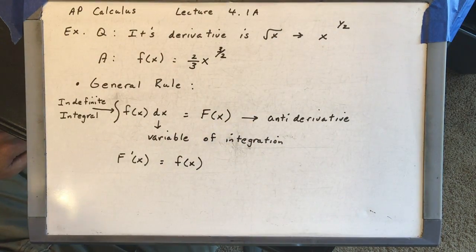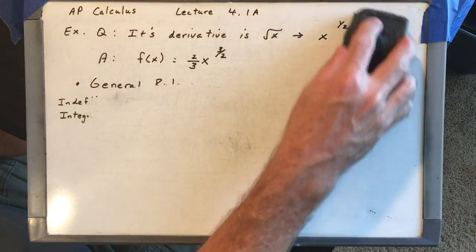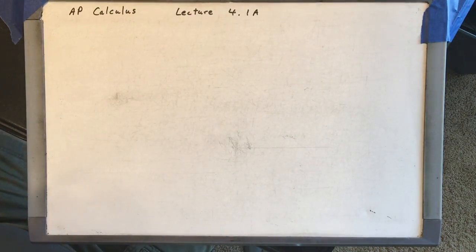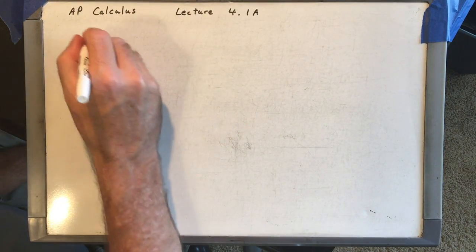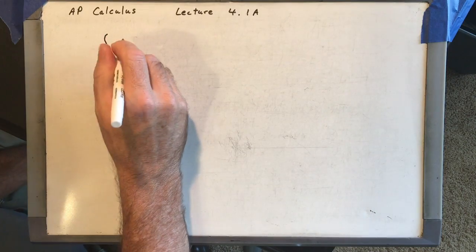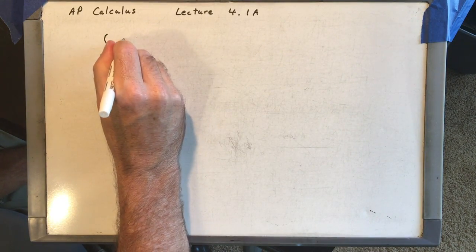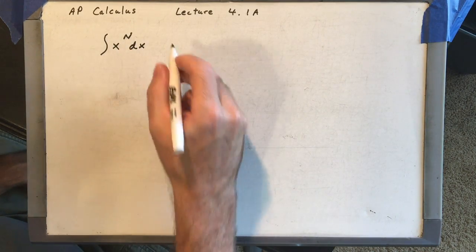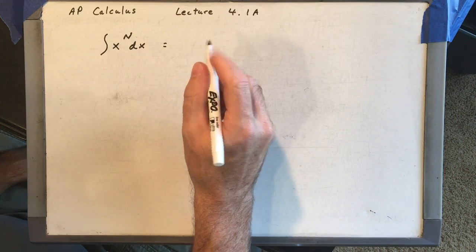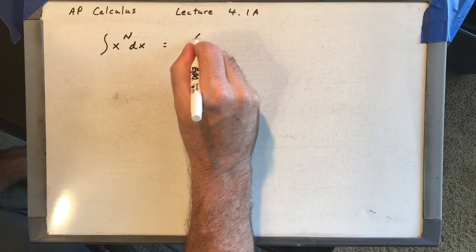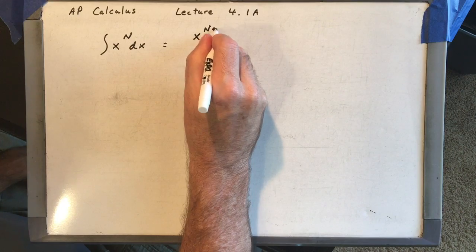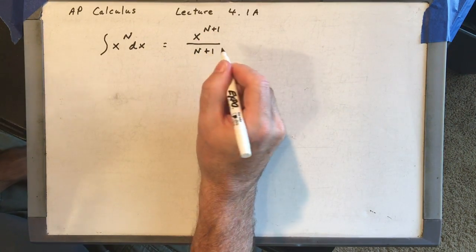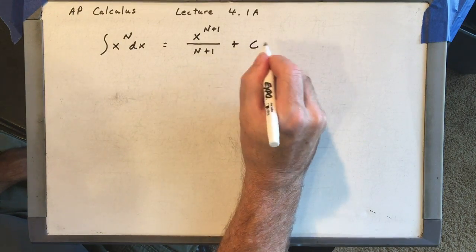Okay, I'm going to erase that. Okay, so if we are taking the antiderivative of x to the n dx, that is the power rule for integration. Here's the formula. You add 1 to the exponent, x to the n plus 1, and then you divide that by n plus 1. And then plus c.